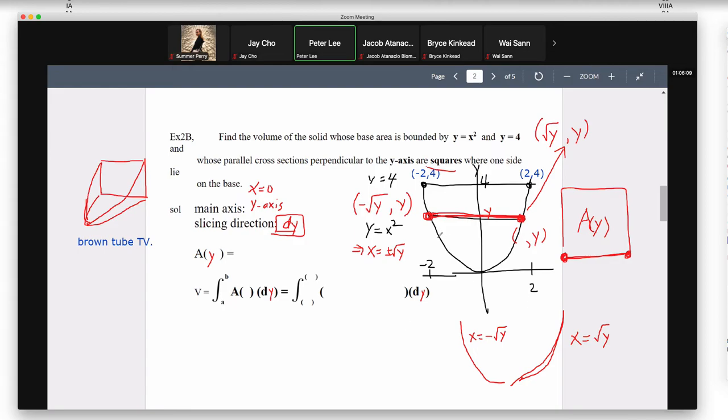So now, how do you find the length of that segment? The length of the segment is the distance between that point and that point. The y points are exactly the same, so we take the difference of the x coordinates. We always go right minus left. That comes out to be 2 times square root of y: square root of y minus minus square root of y.